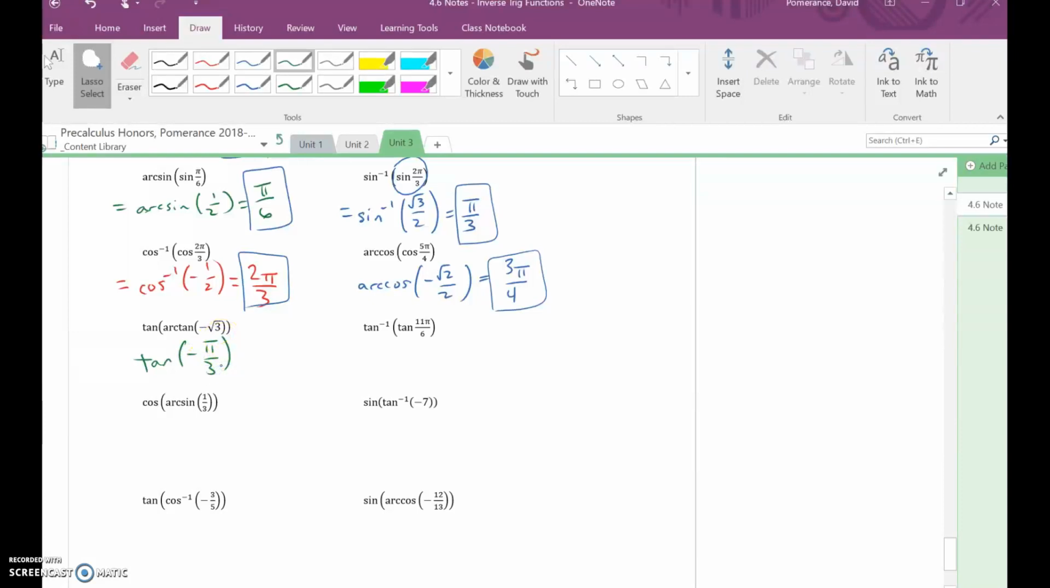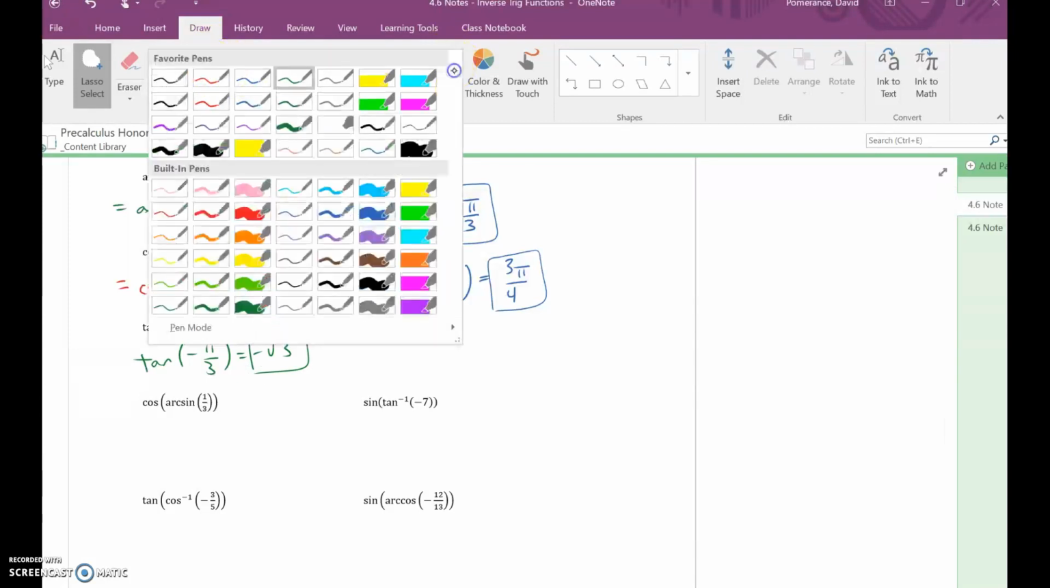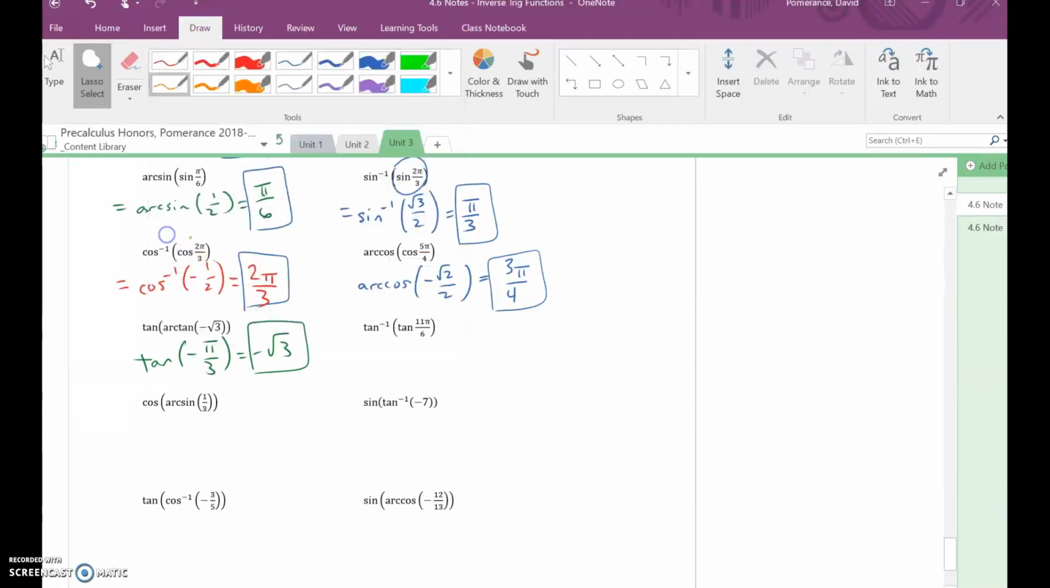And then the tangent of negative pi over 3 is, we're just back to negative root 3, aren't we? Okay. So what if we do something like 11 pi over 6? That's not within the inverse tangent's range. So it shouldn't spit out 11 pi over 6 when I take the arctangent of anything. So let's see, arctangent, or the inverse tangent of the tangent of 11 pi over 6.